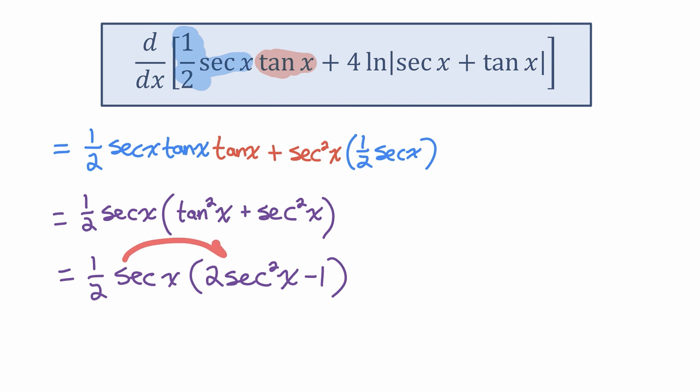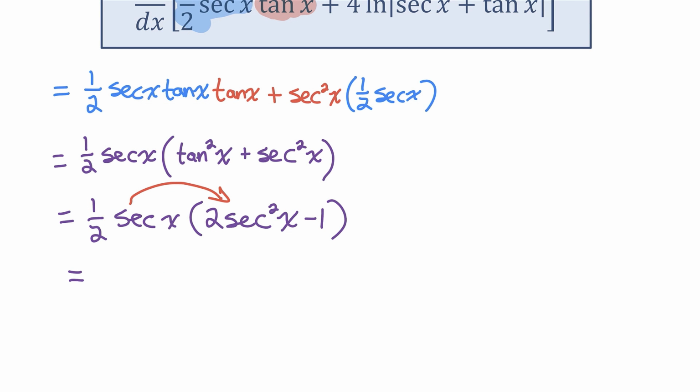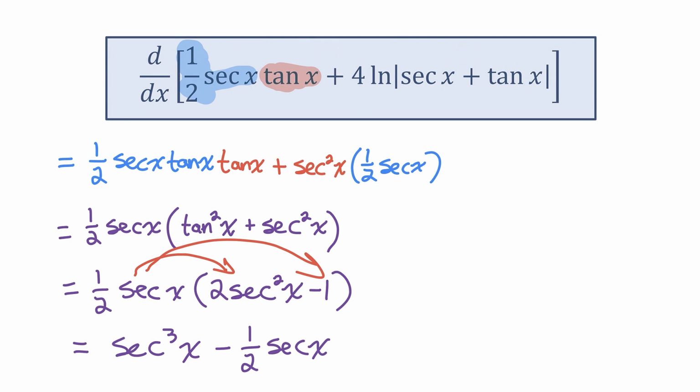And now if I expand my first product, a half secant x times 2 secant squared x would just be secant cubed x. And my next product will be minus a half secant x. All right, so all of that is just the derivative of this first term. Now we have to find the derivative of this second term.